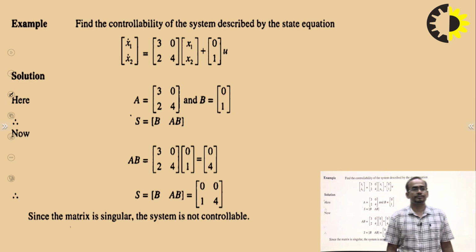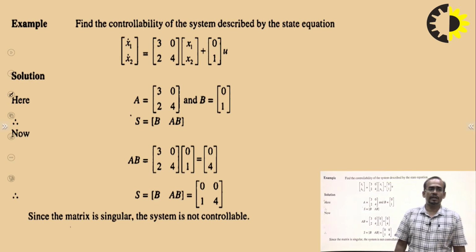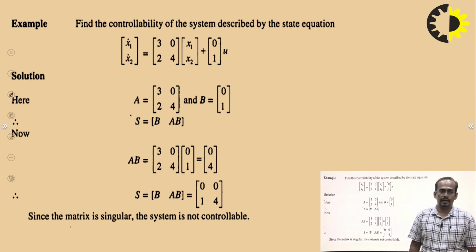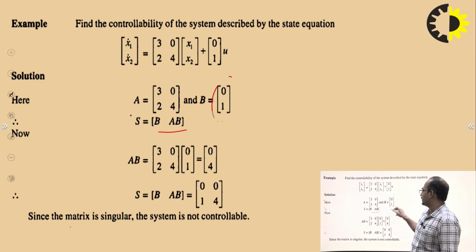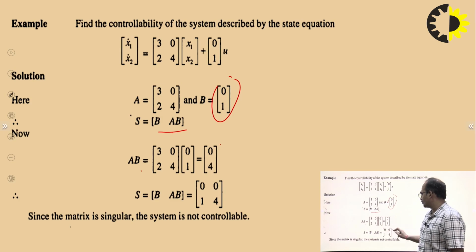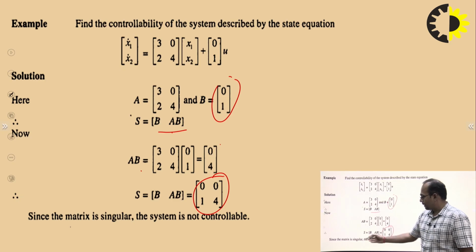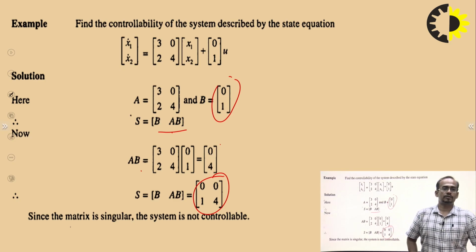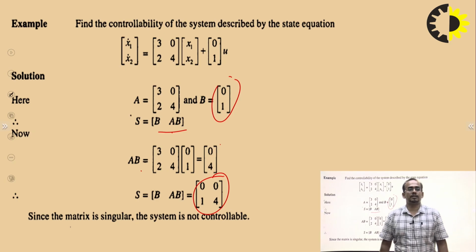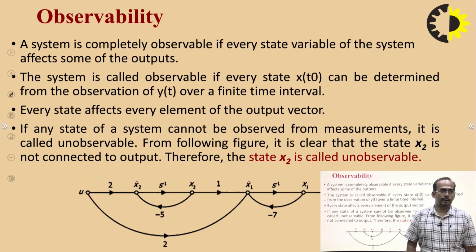The matrix will be [0 0; 1 4]. After solving, the value is given to you. B is already given, B is [0; 1], and the value of AB will be [0; 4], so I have written here [0; 4]. Since the matrix is singular, the system is not controllable.